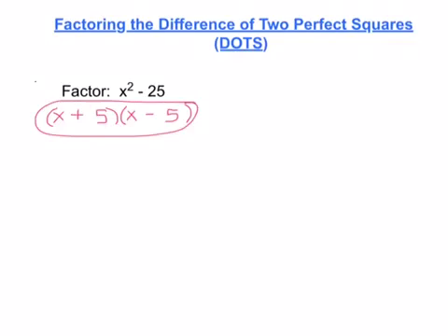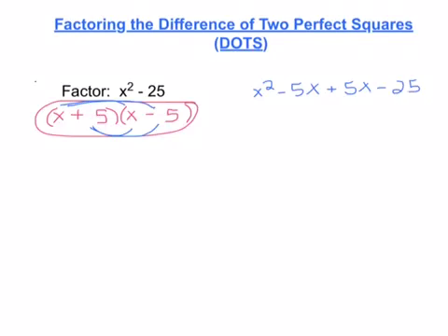Now, if you wanted to check, I'm only going to do it for this one. If you have a binomial times a binomial, you just double distribute. So x times x is x squared. X times negative 5 is negative 5x. Positive 5 times x is positive 5x. And positive 5 times negative 5 would be negative 25.